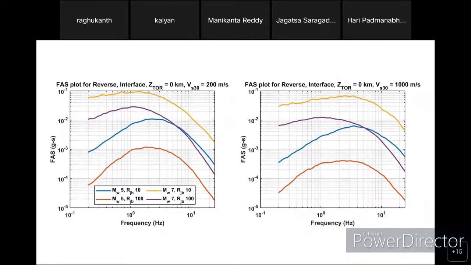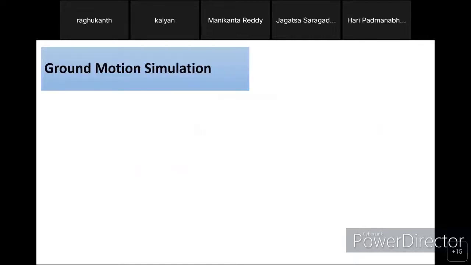Now the same thing, say, if you do for 5 magnitude 10 kilometer, if you plot, the physics is not getting violated actually. So you can see this is RGB 10, 5 magnitude 10, then this is 5 magnitude 10 kilometer, and this is 100 kilometer actually, okay, for 7 magnitude it is. So the physics is perfectly fine, it doesn't violate the physics at all actually, okay.